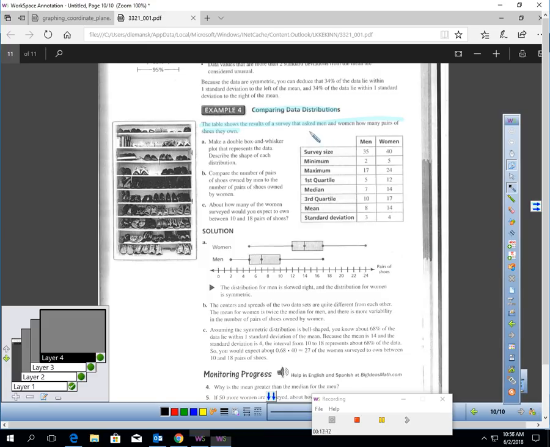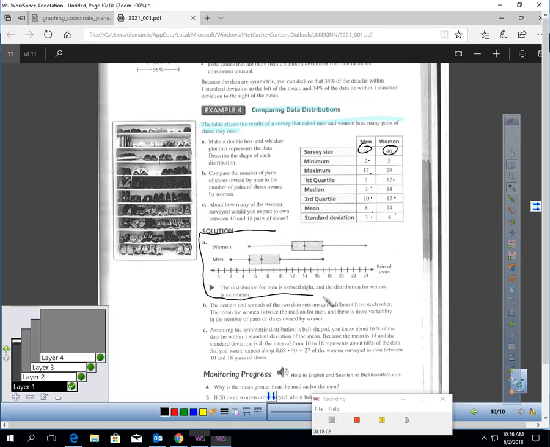Let's look at comparing data distributions. This table shows the results of a survey that asks men and women how many pairs of shoes they own. So you can see they asked 35 men in the survey this question, and we had 40 women. And they gave you some details here. They did a 5-number summary of the data, and so they made a box and whisker plot of the data. Okay? So, after making the box and whisker plot, describe the shape of each distribution.